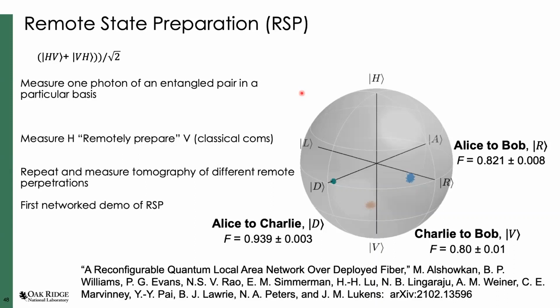Okay, so we did this for, I believe, the very first networked demo of remote state preparation. And here on the right-hand side, we show example remotely prepared states between the different links. And we get pretty good fidelity given the quality of the entanglement that we get, due to those accidentals limitations that I mentioned earlier due to the wide coincidence counting windows.